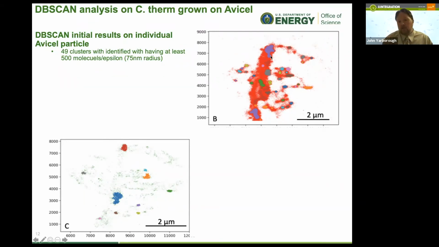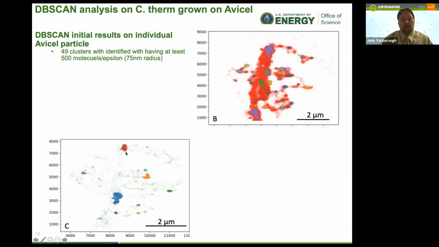We also see rather large areas that extend further away from the bacteria. So here you have the bacterial cell wall, it's adhering to the avicell particle, but you see this large cluster extending farther away from the actual bacteria, signifying that as that bacteria attaches to the avicell, it's actually shuttling cellulosomes from the bacterial cell wall onto the avicell particle.